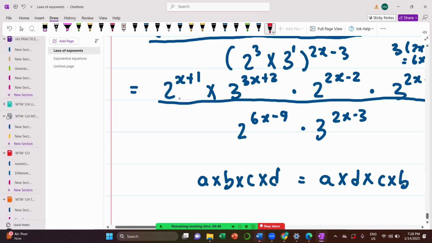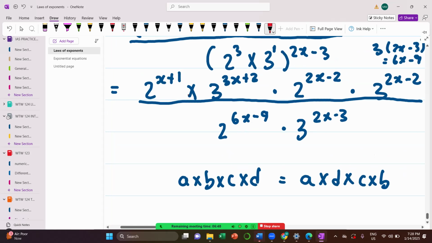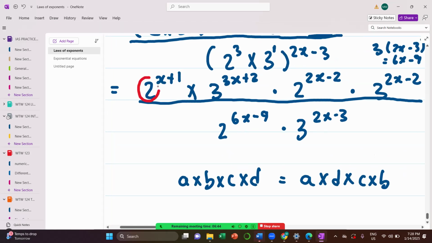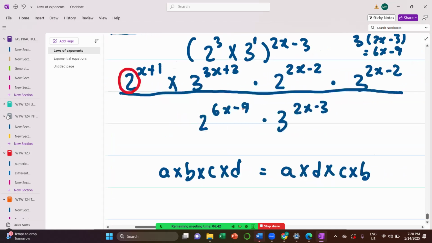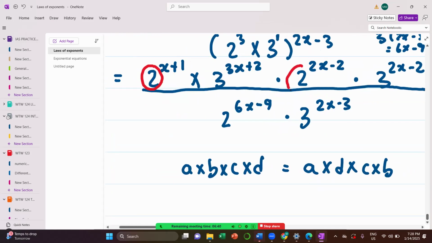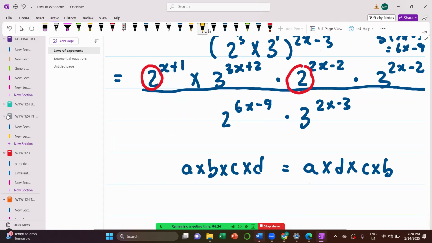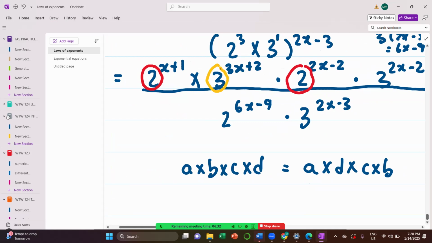So this means that, check, I have a base of 2 here, right? And then I have another base of 2 here, right? And a base of 3 here, and a base of 3 there, right? So this means I will now want to multiply this term and that term, and this term with that term. So I want to multiply the ones with the same color. So let me do that.